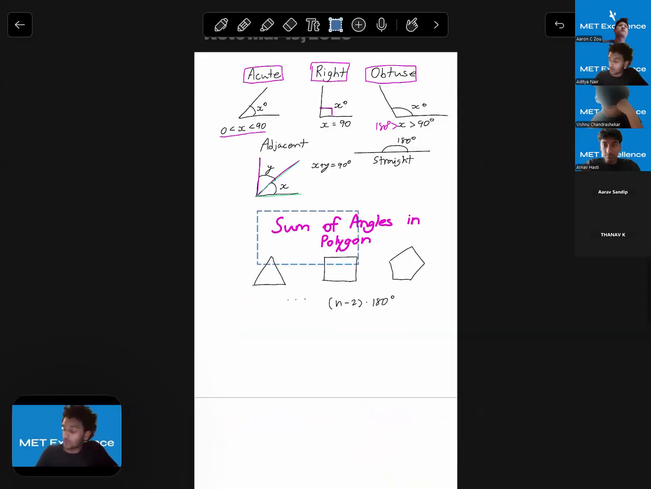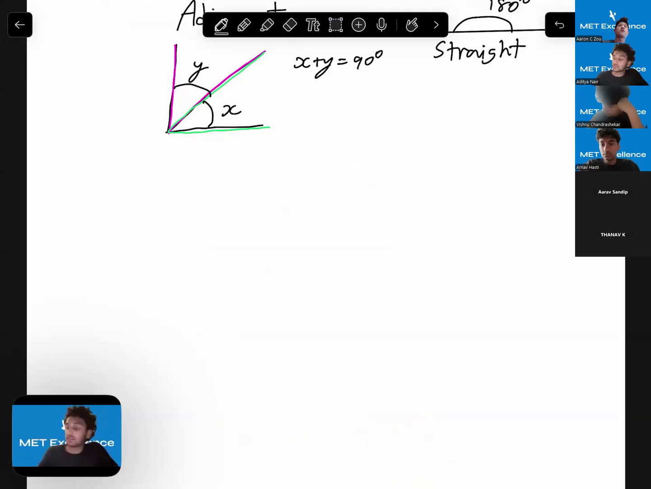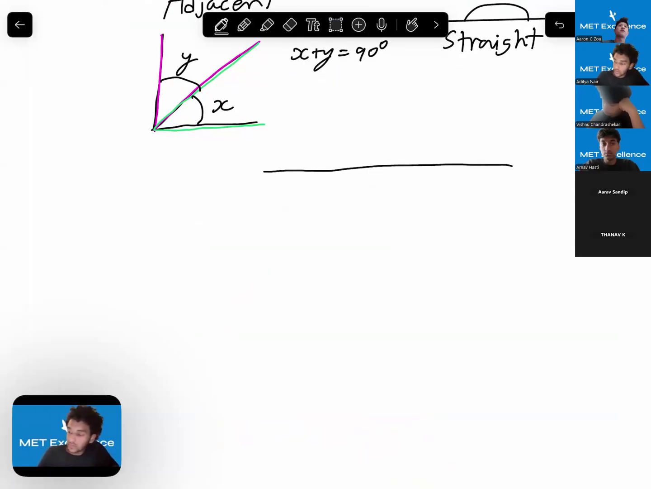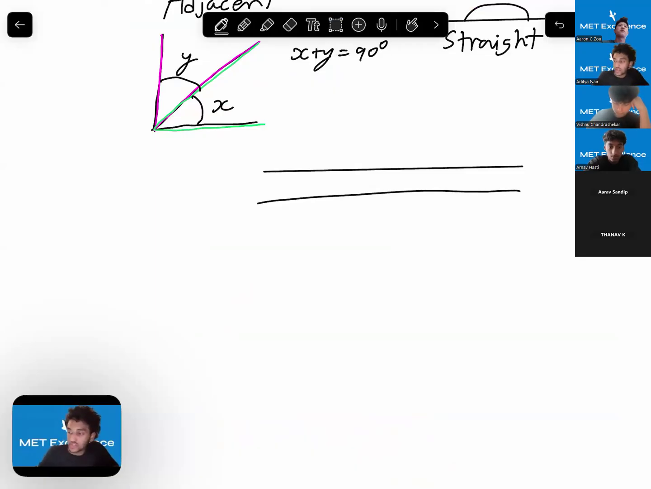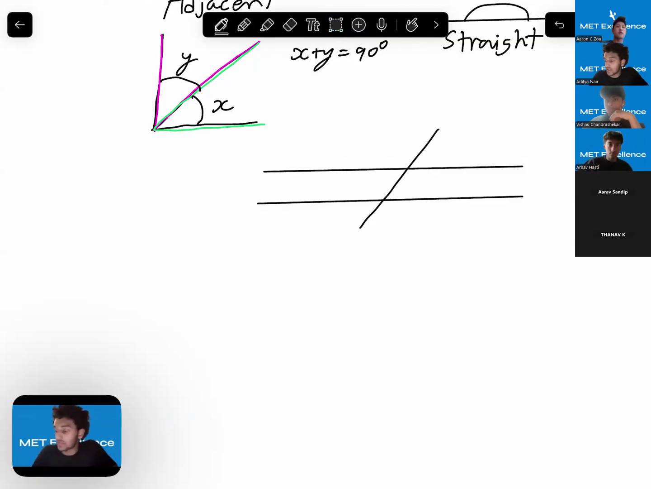I will go over how angles work in parallel lines. I assume all of you know what parallel lines are. If you want, you can drop the definition in chat. Parallel lines are two lines that never meet, and they will be denoted like this. Yeah, two lines that never intersect or touch.